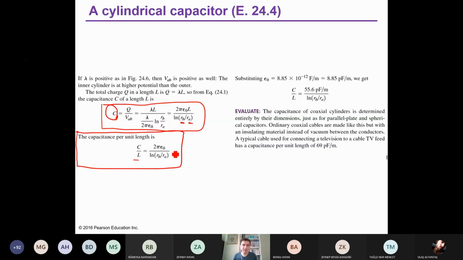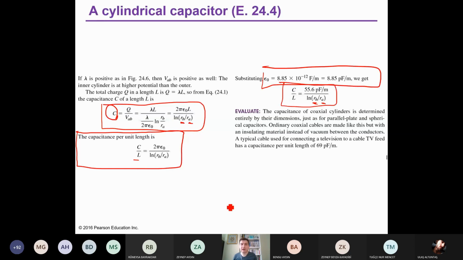And what we have here, we have 2 pi epsilon 0. If you know the epsilon 0 is given with this one, 8.85 picofarad per meter. Put it there. And if you know the radius of the cylinders, then you can calculate this one.